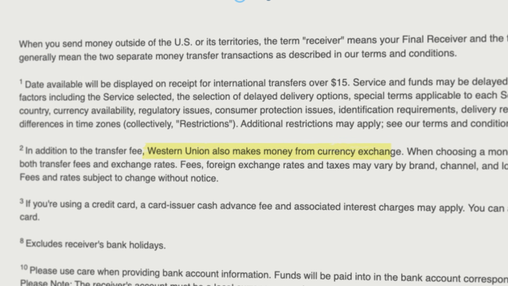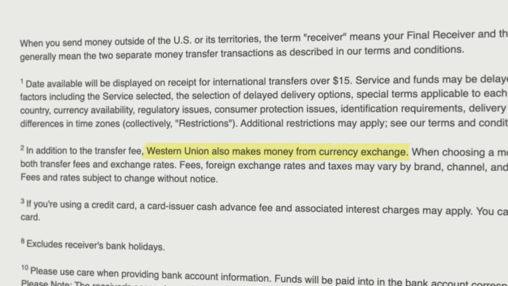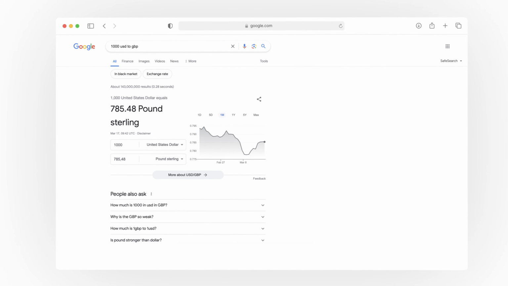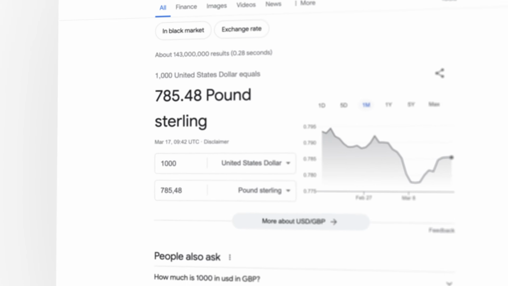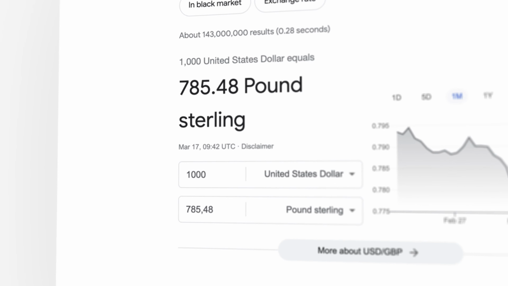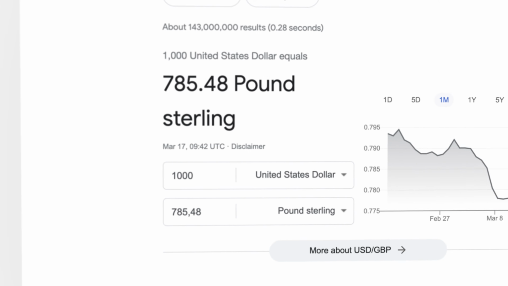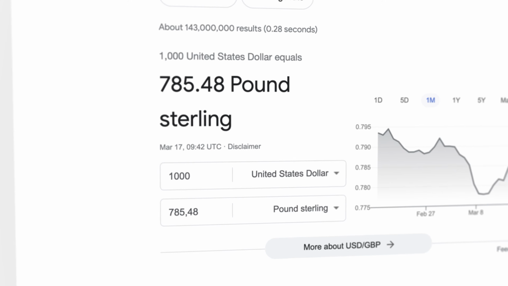Western Union also makes money from currency exchange. So, the fact that this transfer includes currency conversion is an opportunity for Western Union to hide its fee within the exchange rate rather than showing it openly in the calculator. Now, let's calculate the actual cost. To do this, we need to find the mid-market exchange rate on Google for the US dollar to British pound pair and compare it with what Western Union offers. By doing so, we see that the exchange rate differs, resulting in a commission of around £8 for this transfer.